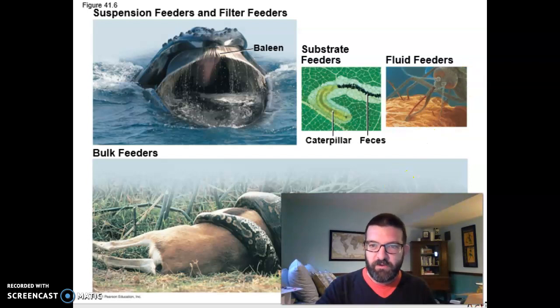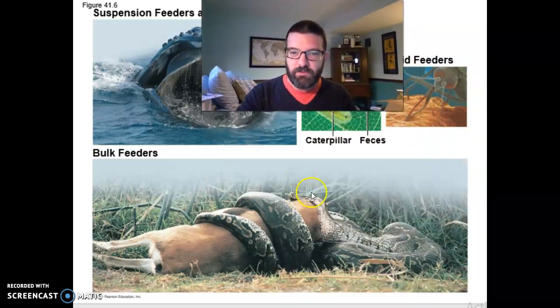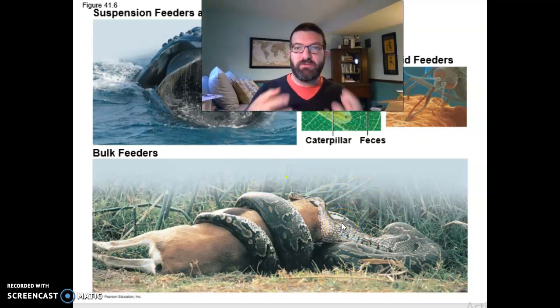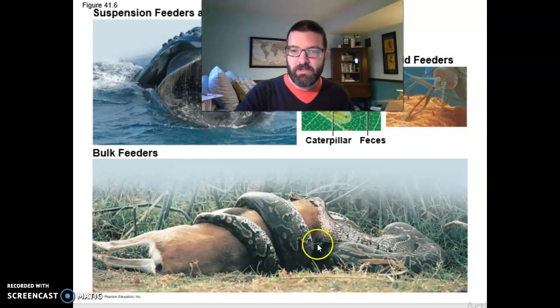And then you have bulk feeders, and this is sort of an outlandish example of a bulk feeder, where you just eat a bunch of stuff at once and then break it down once it's inside you. Snakes. This is a snake eating what looks like a cow or a deer or something. Anyway, bulk feeders. We are bulk feeders. We'll eat a big pile of something and then worry about it once it's inside us.